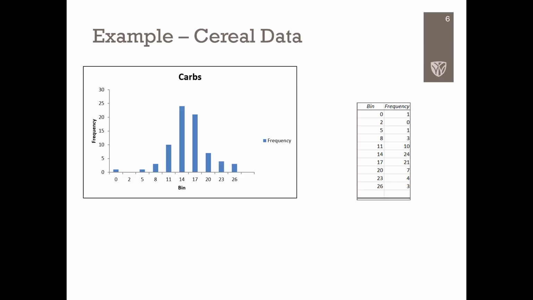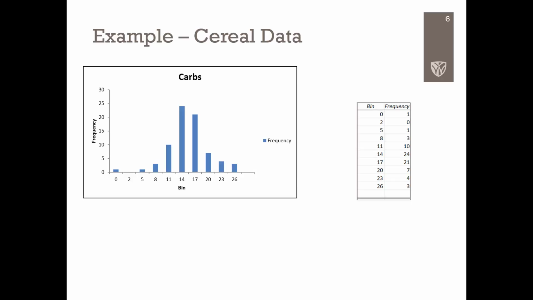But it allows you to see that a lot of these cereals have carbs somewhere in that range of 14 to 17 carbs. We have what we would call an outlier down there at the very left-hand side of the histogram. Right at 0, there's one observation there that's between 0 and 1. That seems to be an unusual observation.